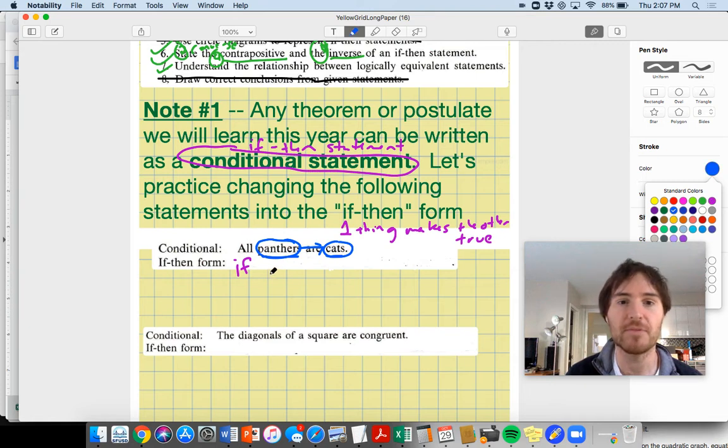So anyways, you can remember conditional statements. What are they called again? What's another word for conditional statements?